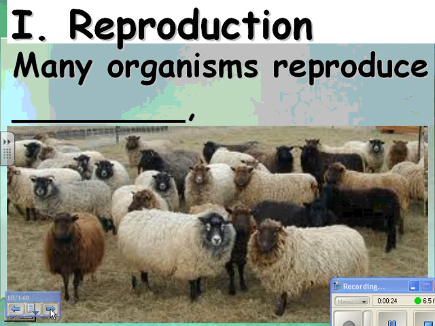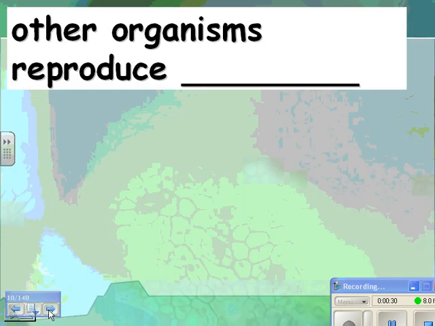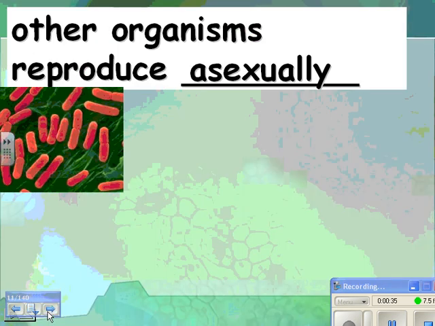Okay, so let's talk about the types of reproduction. Many organisms reproduce sexually, like these Shetland sheep. Aren't they beautiful? And other organisms reproduce asexually. So bacteria, we talked about binary fission last time around. That's a type of asexual reproduction done by prokaryotes.